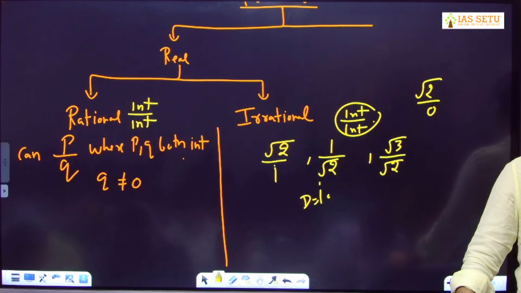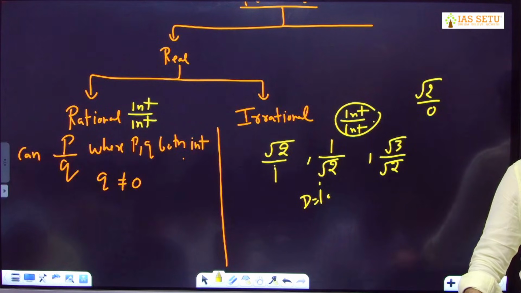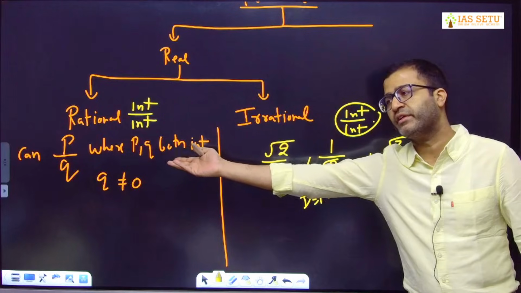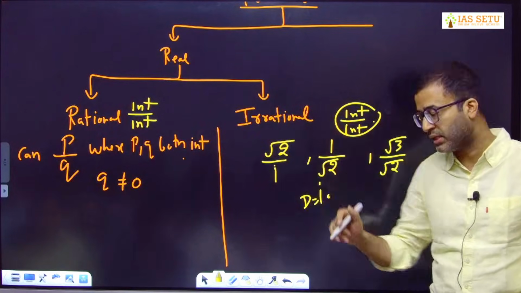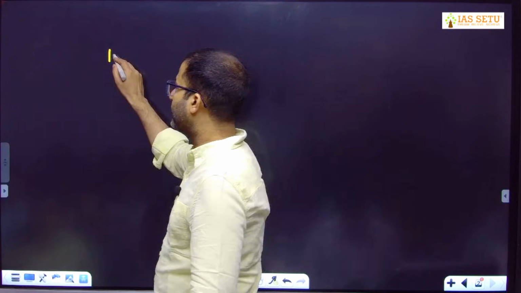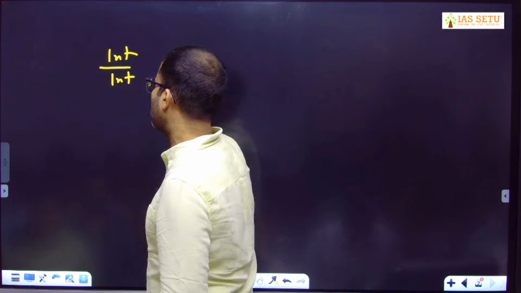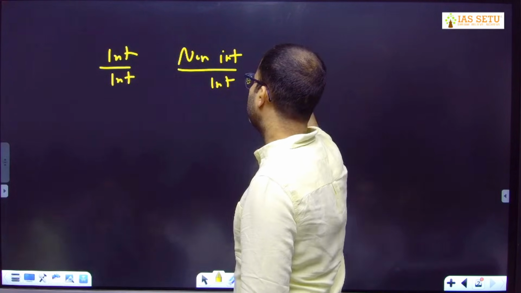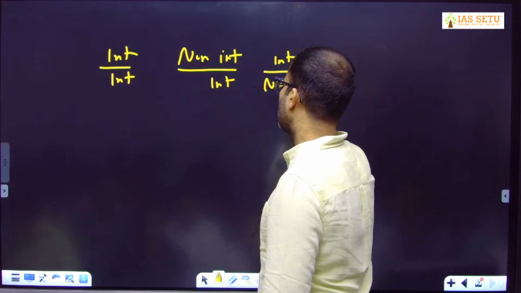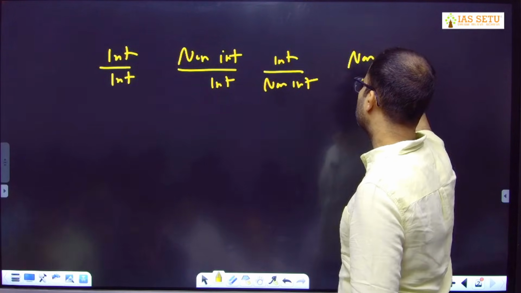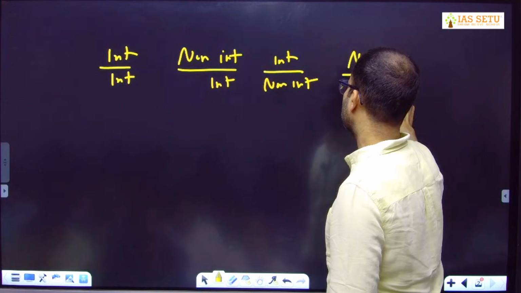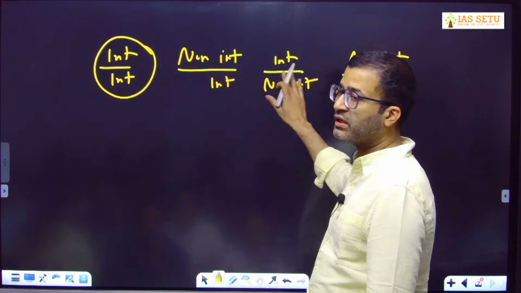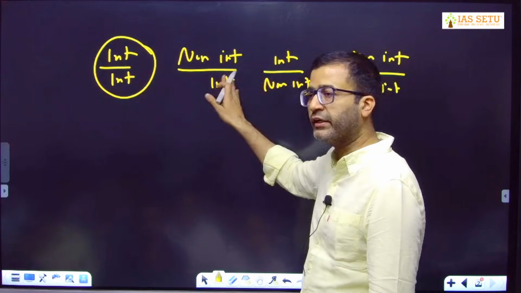So it means at least one of numerator or denominator has to be non-integer. These are irrational. The moment it is integer upon integer, it will be rational. Four things can be formed, right? See here, integer upon integer, non-integer upon integer, maybe integer upon non-integer, and non-integer upon non-integer. This is the form of rational number. And these are not rational, that's why these are irrational numbers.